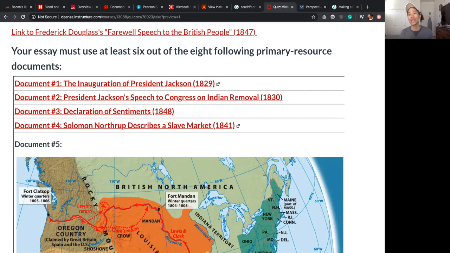So you might want to read the chaotic scene that was described by an eyewitness who attended the inauguration. But the bigger question you need to ask yourself is, why was the scene so chaotic? Why did thousands of people all across America come to witness this man's inauguration? That is the bigger question that you need to ask yourself in terms of document number one. Because not only do you need to summarize the document, but you need to explain and extrapolate why this document helps you answer the question.